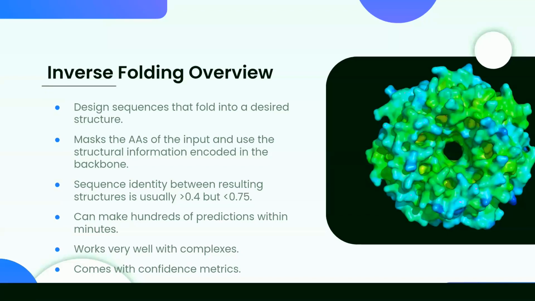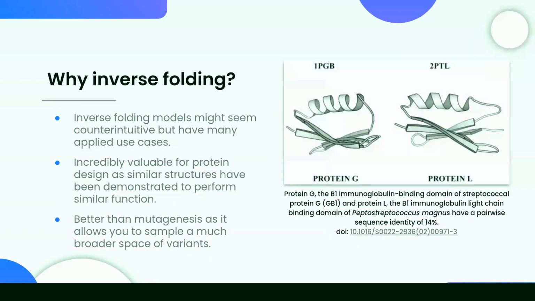Sequence identity usually varies, but most commonly I've seen it between 0.4 to 0.5 sequence identity. These models tend to be very fast. They can get hundreds to thousands of predictions within a span of minutes. And it also works very well with complexes. So why do we even want to do inverse folding?